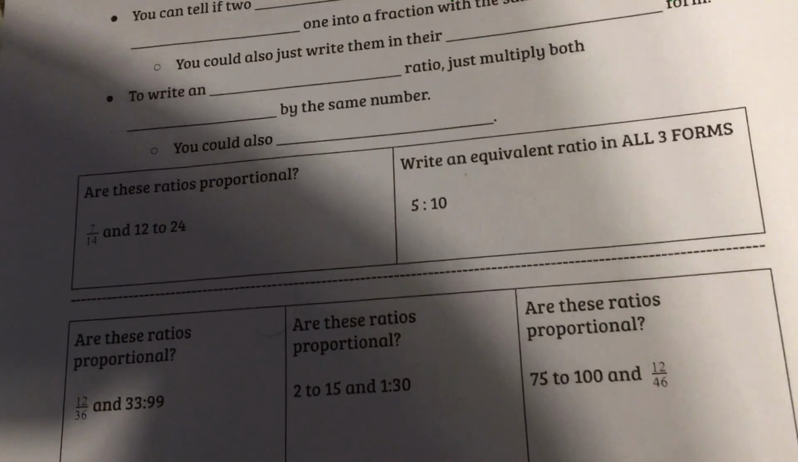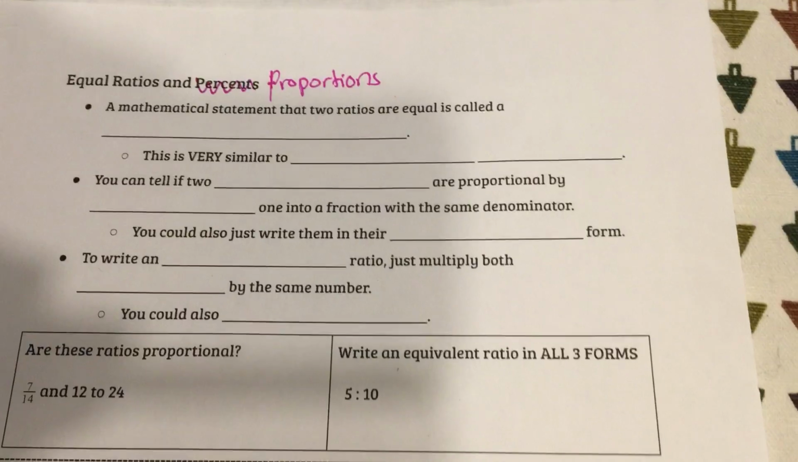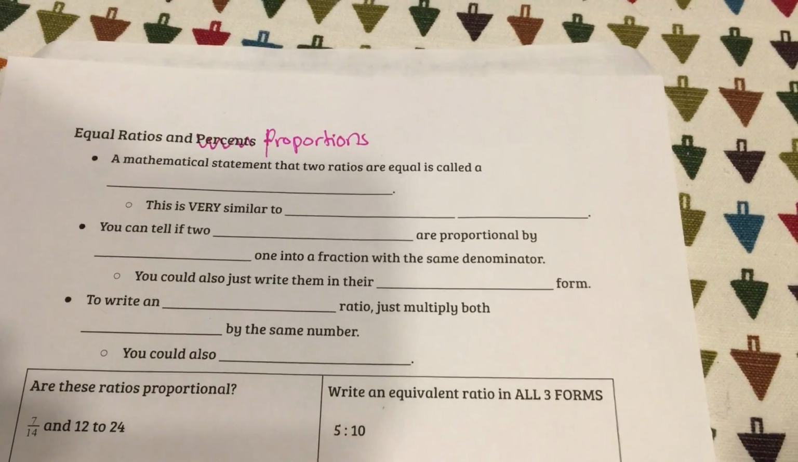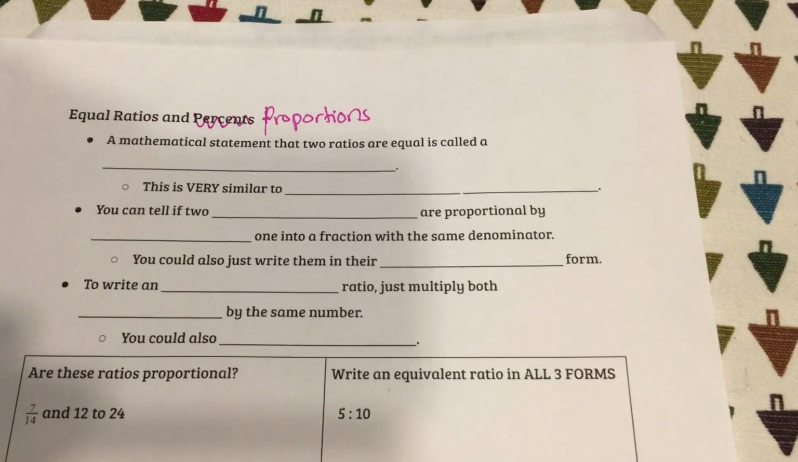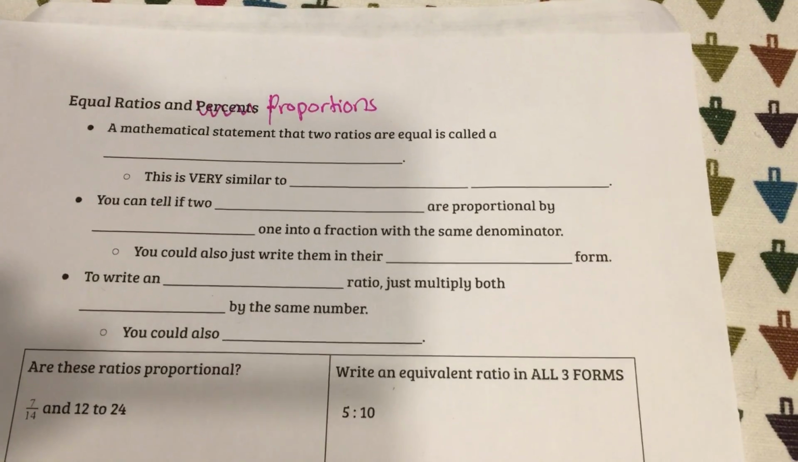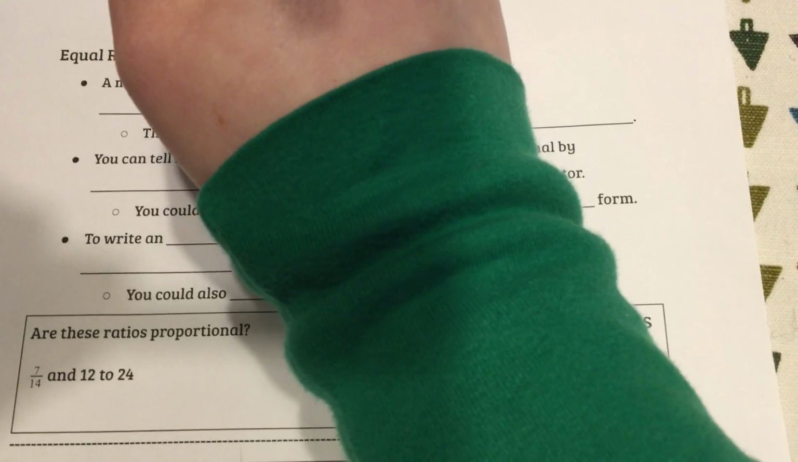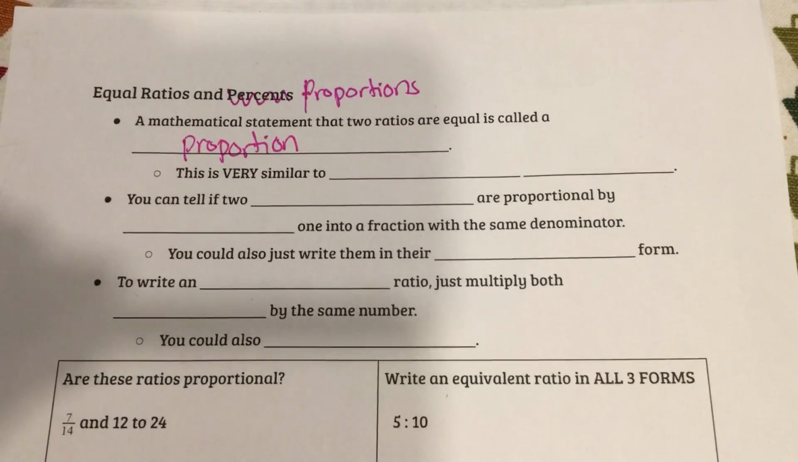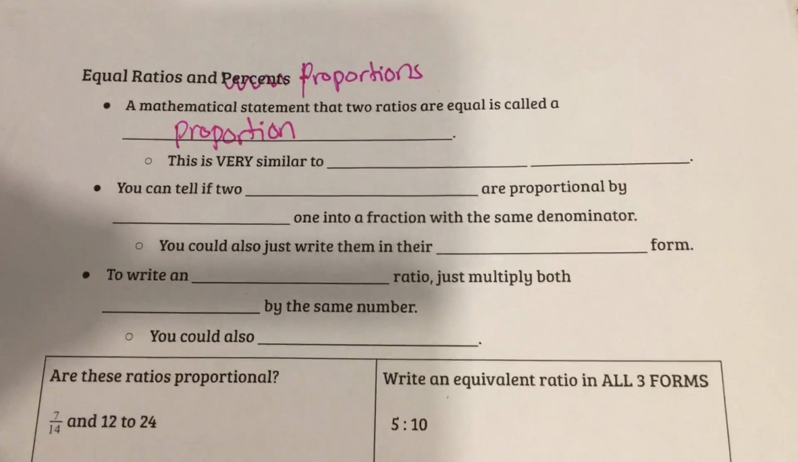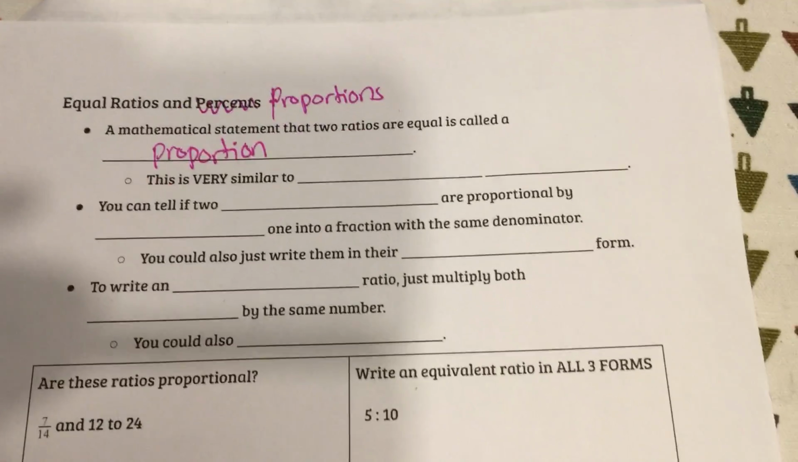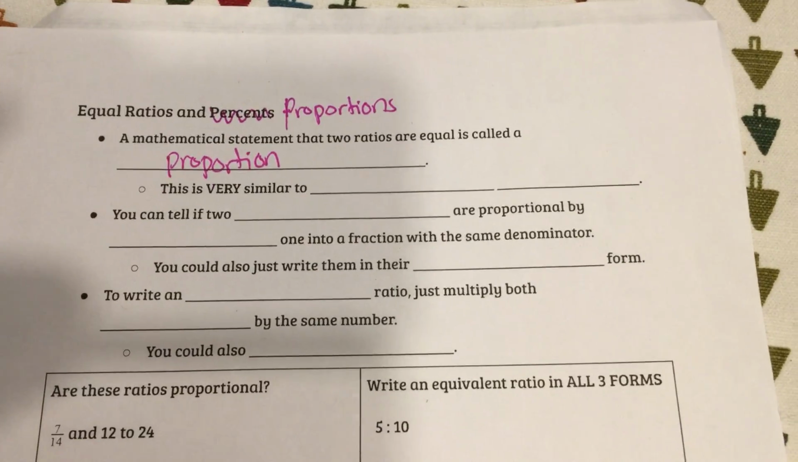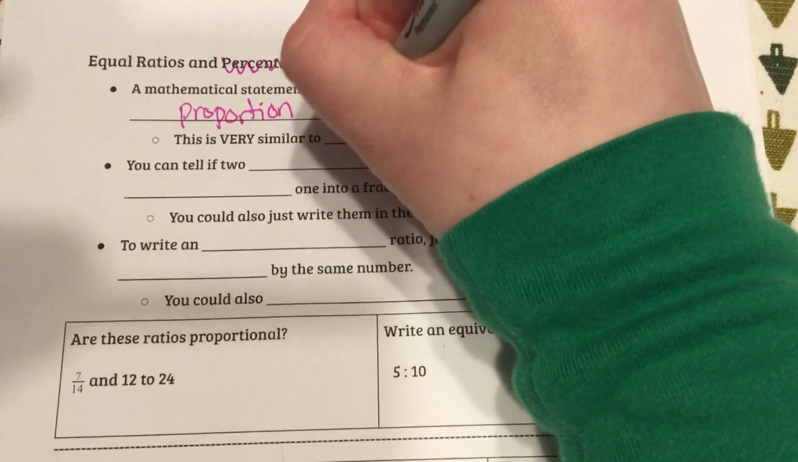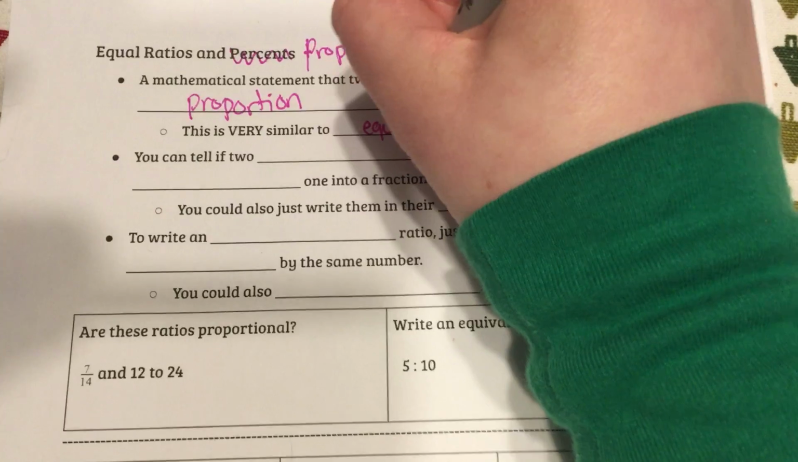So we're going to talk about ratios and proportions. We talked about ratios yesterday. Proportions is just going to look at the relationship between two ratios. So a mathematical statement that two ratios are equal to each other is actually what we call a proportion. You might have heard of things being proportional to each other, meaning how they relate to each other. Proportions, when we talk about ratios, are going to be very similar to equivalent fractions.